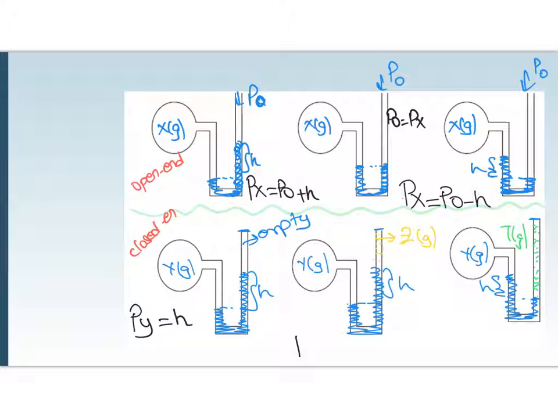Now this one, Py is equal to Pz plus H. Why? Because of the H difference on the right hand side, this means that Y exerts really high pressure compared to Z. So its pressure is going to be higher than Z. Now comes the third one. The third one is vice versa of the previous one. In this case, the pressure of Y is going to be lower than the pressure of T. So how can you write it? You can write it as Py is equal to pressure of T minus H.